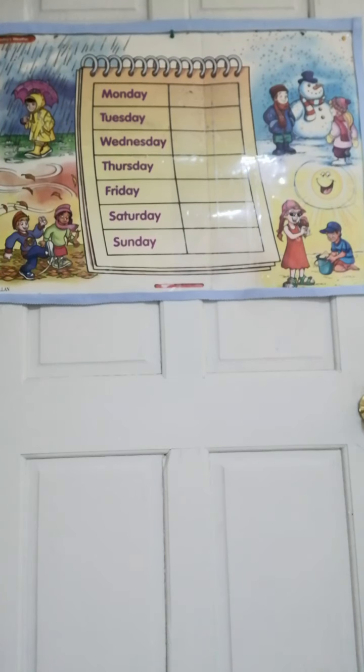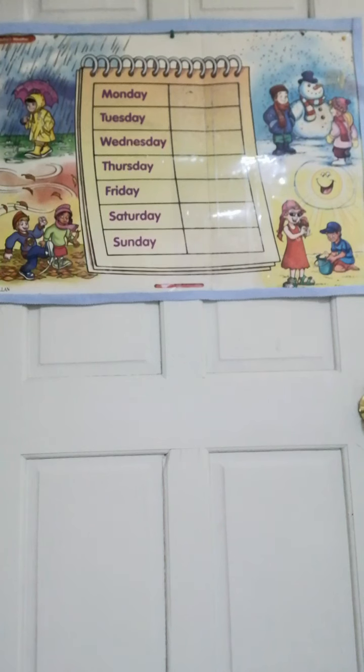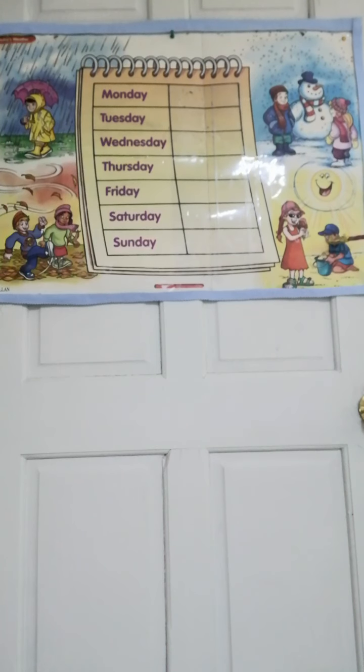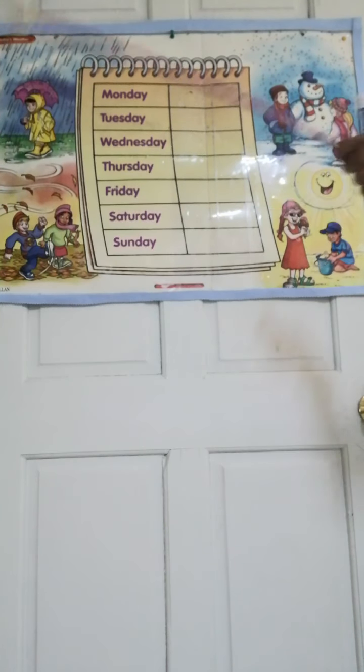Okay, now let's see the seasons of the year. Spring, summer, fall, and winter. In what season are we, kids? We are in spring. And the weather. How is the weather, kids? Sunny, rainy, windy, snowy. Yes, today it's a sunny day.